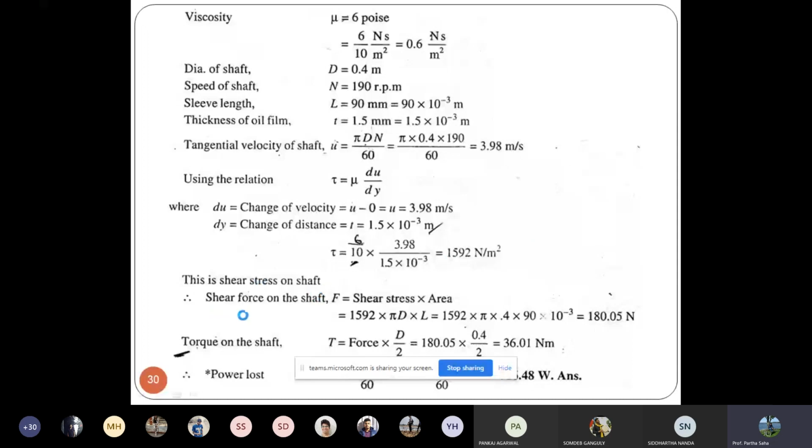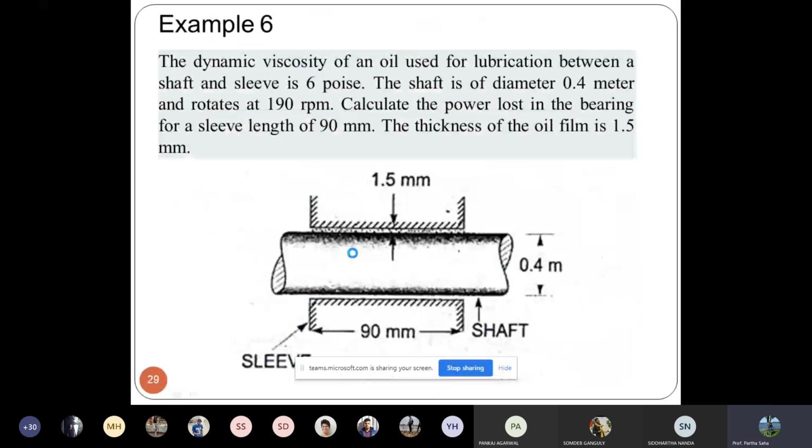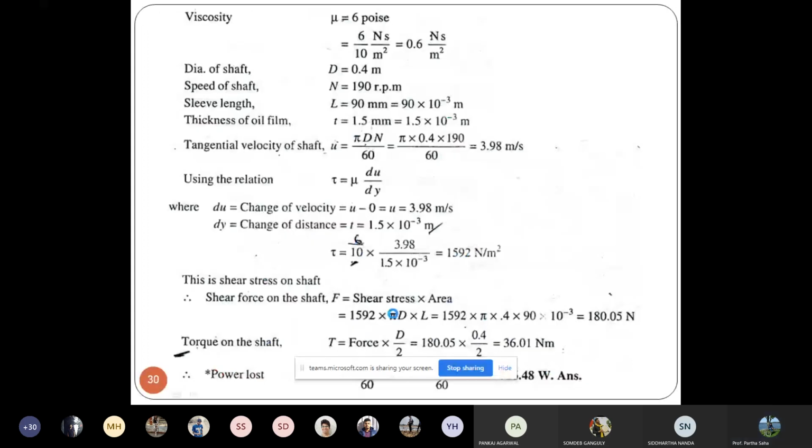So the shear force, what is the shear force? Shear stress into area, right? Now for the shaft, what is the shear force being acted upon? It is acted upon on the circumference, right? So actually, the shear force area will be circumferential area, that is 2 pi RL or pi dL. If you multiply the shear stress by pi dL, because it is happening throughout the contact area between the slip and the shaft, that is 2 pi RL, where L is the length of the slip.